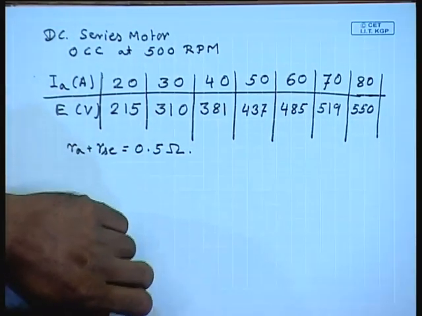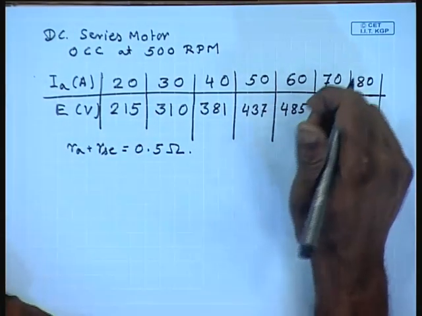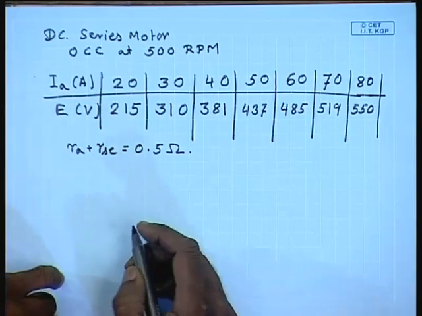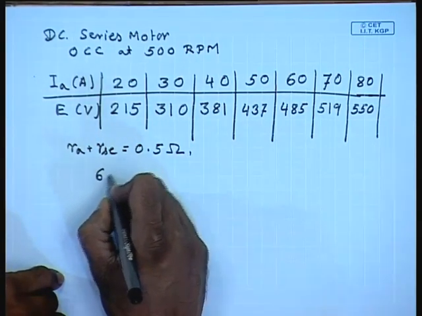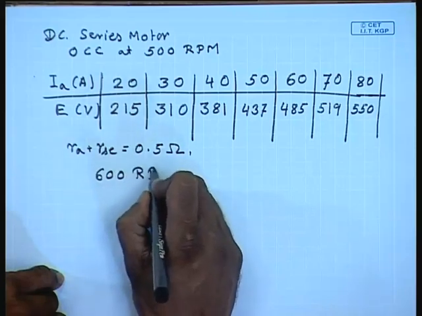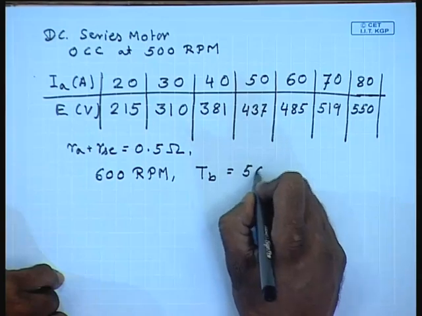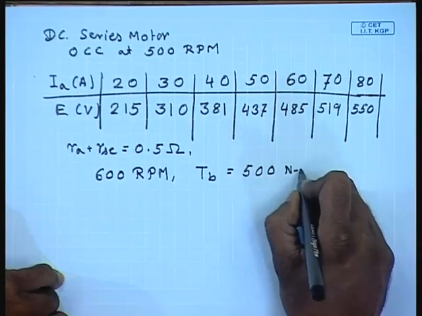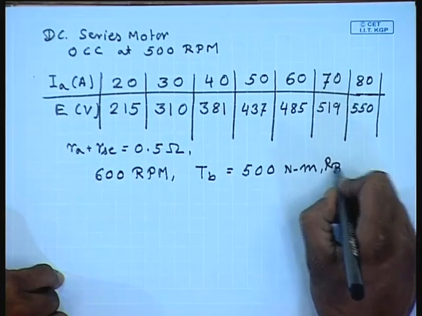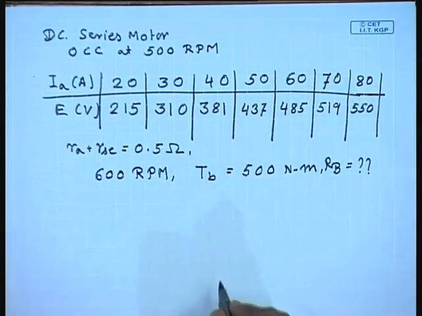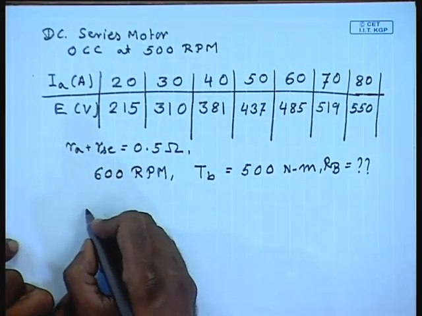This machine is braked by dynamic braking. At 600 rpm, we want that the braking torque should be equal to 500 Newton meter. What should be the braking resistance? For this, let us first convert the given OCC data in a slightly different format.